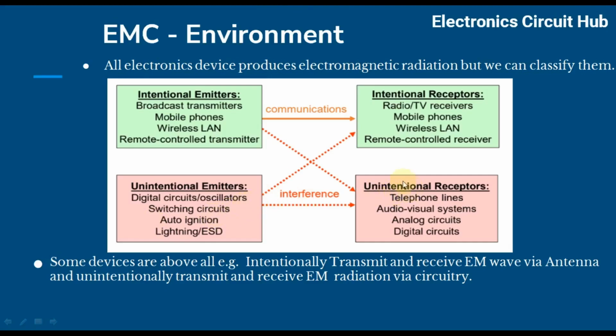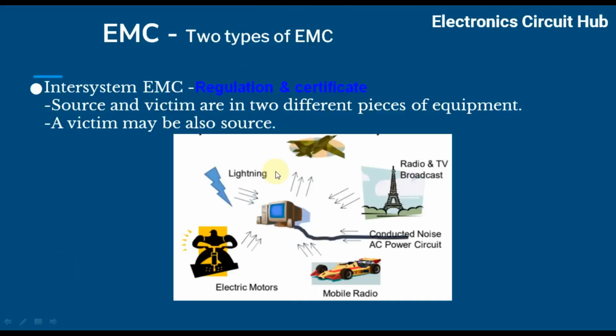Some devices are also called unintentional receptors, that is telephone lines, audio video system, analog circuits, digital circuits. Okay, some devices are all of the above. They intentionally transmit and receive EM waves via antenna and unintentionally transmit and receive EM waves via radiation or internal circuitry. So this is basically the electromagnetic environment, right?